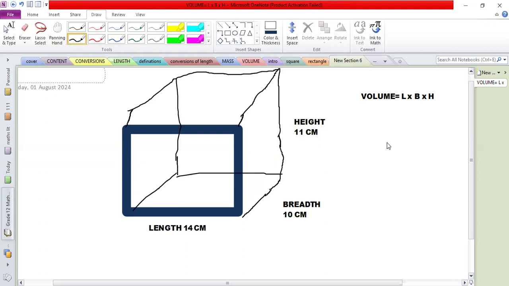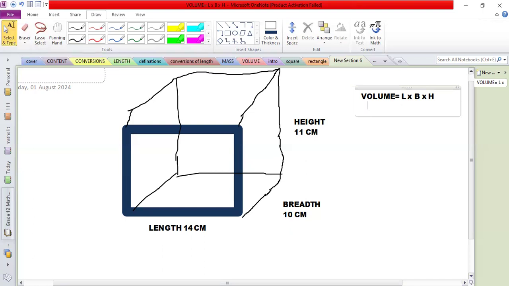Oh, cube, sorry. This is cubic centimeter. So it's 1,540 centimeter cube. Maringa Amu says it's 1,540 centimeter cube. That's correct, class. We are on the right direction.